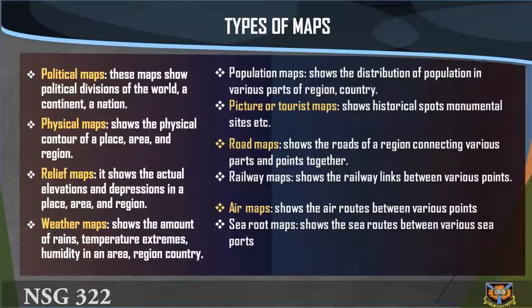Railway maps show the railway links between various points. Air maps show the air routes between various points. Sea route maps show the sea routes between various seaports.